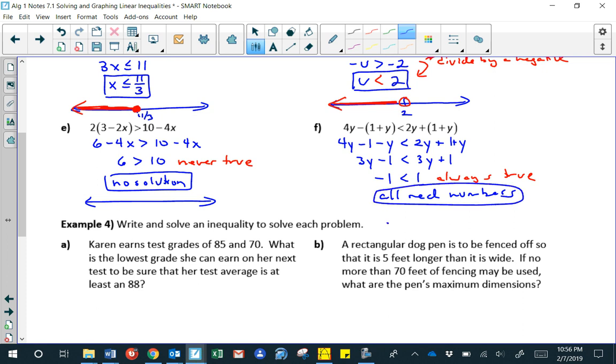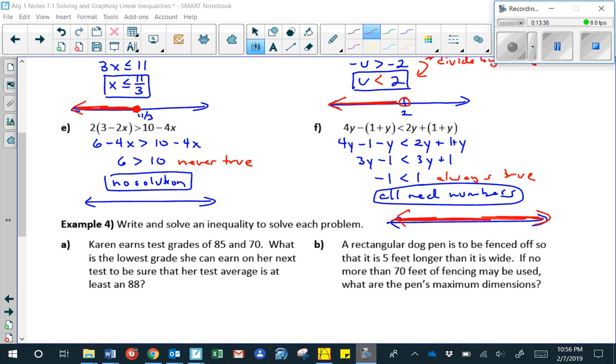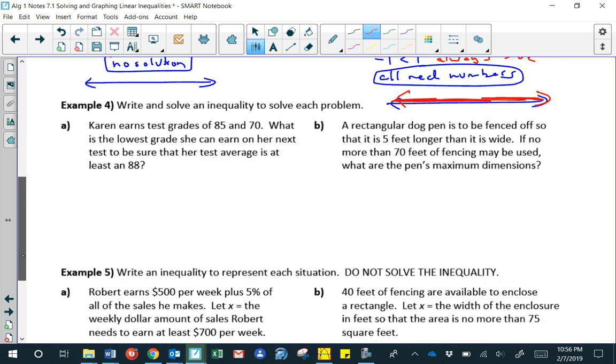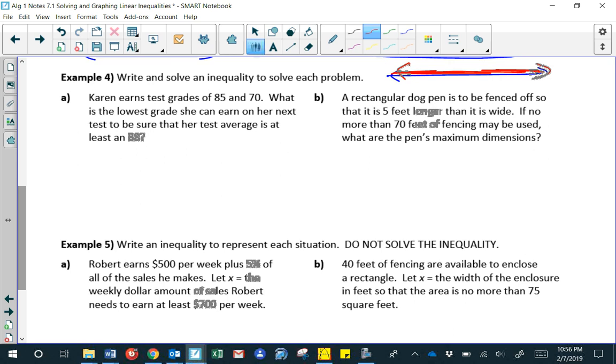If we were to graph the solution on a number line, we would simply shade all of the numbers on the number line. Okay, let's work a few word problems. We're going to write and solve an inequality to solve the problem in example 4a.